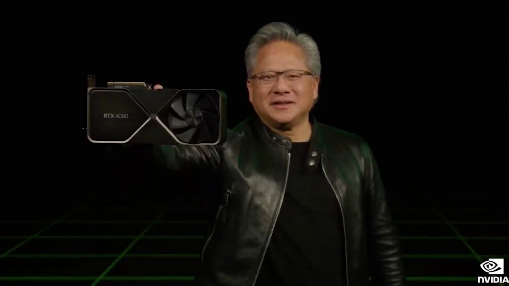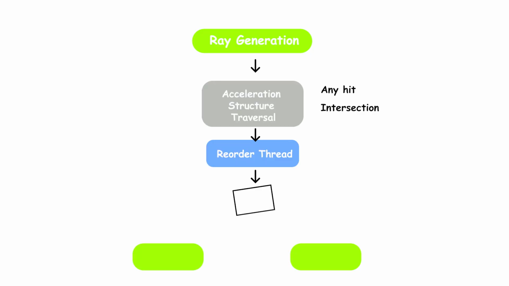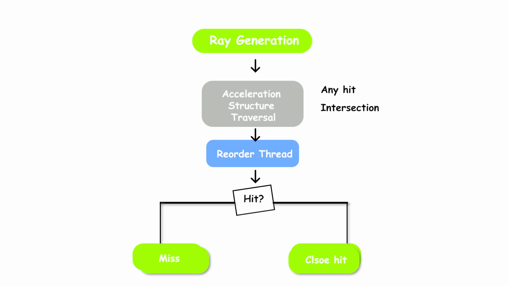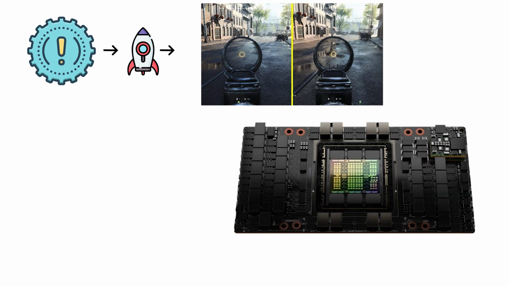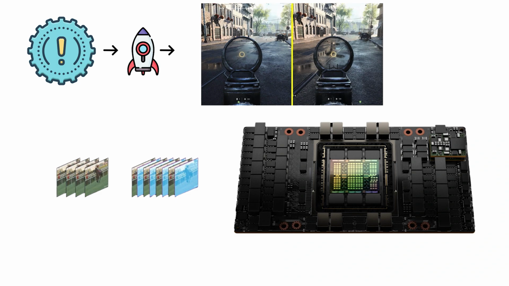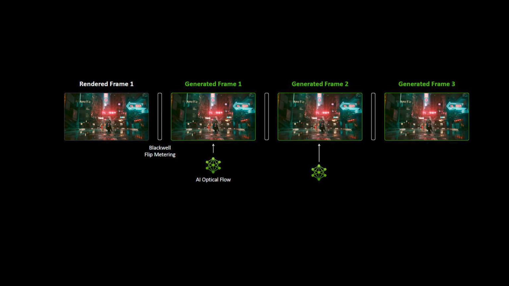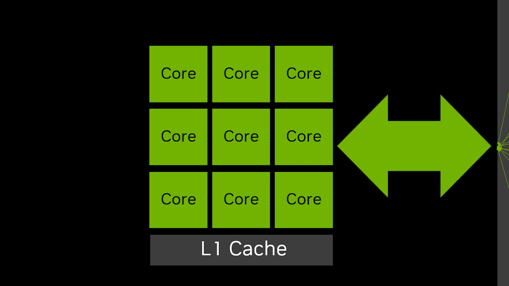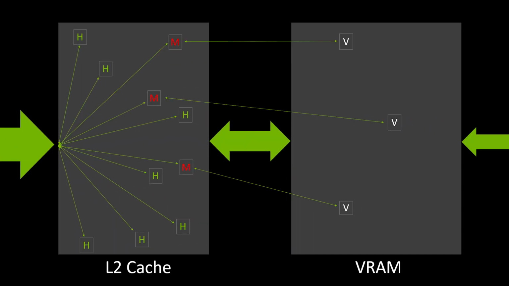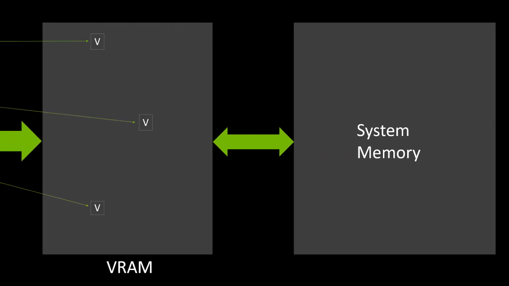Ada Lovelace, 2022. Ada redesigned the front end and scheduling for ray traced workloads. Shader execution reordering dynamically groups similar rays so the hardware runs more coherent code paths, significantly boosting ray tracing performance in complex scenes. Fourth generation Tensor Cores, plus a new optical flow accelerator, enabled deep learning super sampling 3 frame generation, which synthesizes intermediate frames to increase perceived frame rate. Ada also expanded ray tracing core capability and improved the memory subsystem to keep the arithmetic units busy.